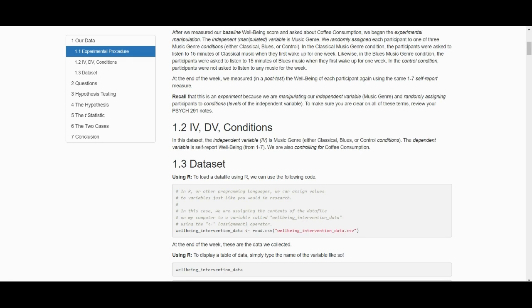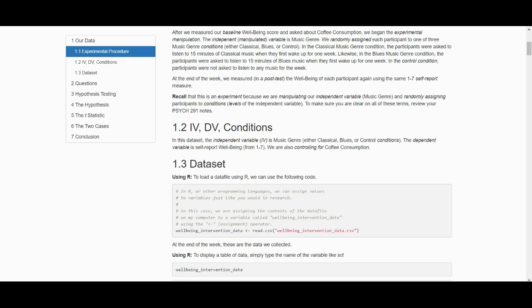At the end of the week, we measured, in a post-test, the well-being of each participant again, using the same 1 to 7 self-report measure that I described above. So this is ideally just to get a sense of any potential change in well-being throughout that week.